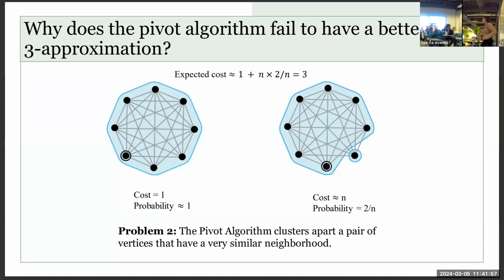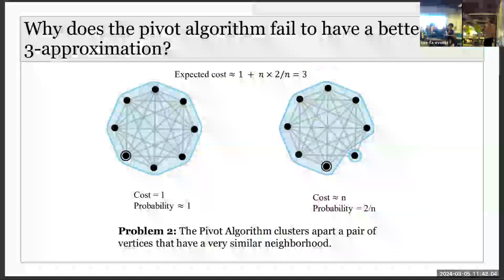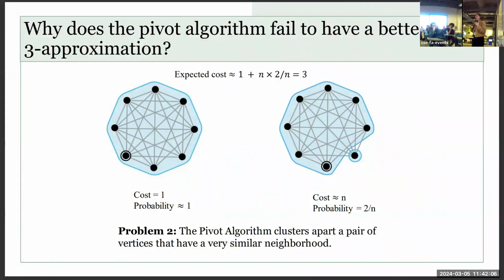So here also the problem is that the pivot algorithm again fails to see that if there's a non-edge between 2 vertices, and they have very similar neighborhoods, we have to cluster them together. So the pivot algorithm does not do that.